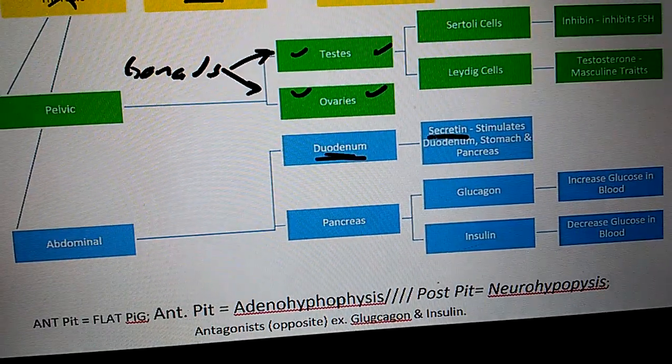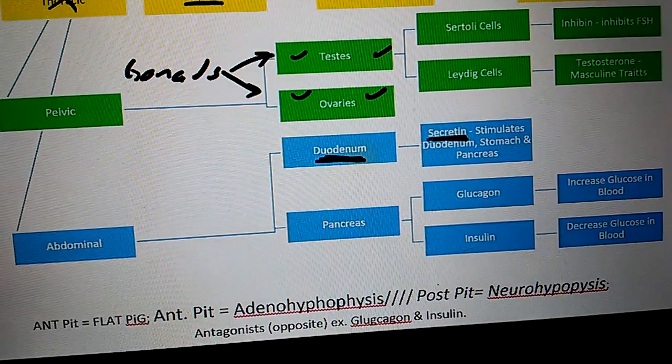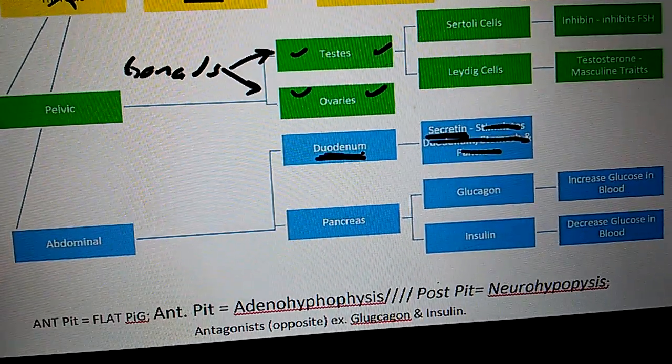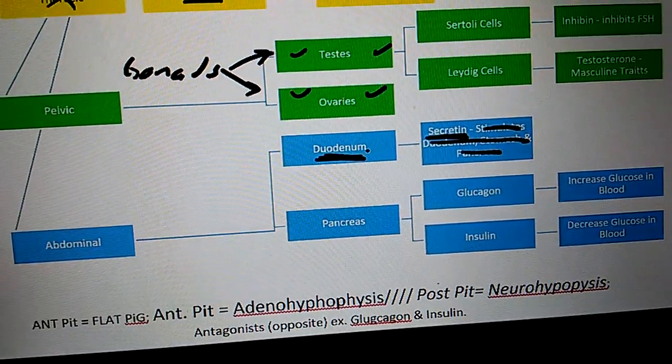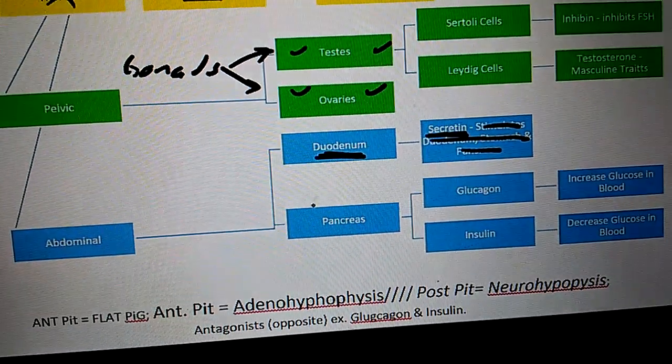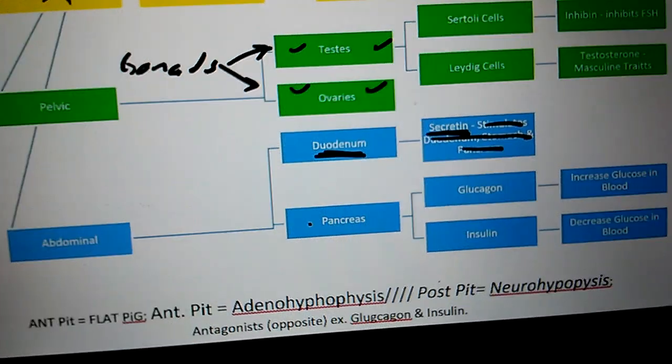What does the duodenum produce? Secretin. Don't worry about the function. So, what does the duodenum produce? Secretin.